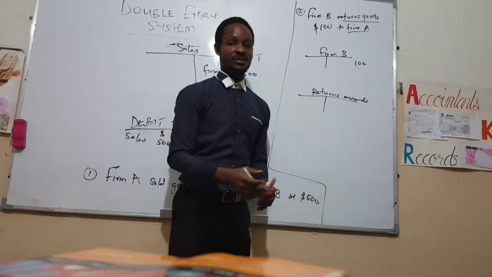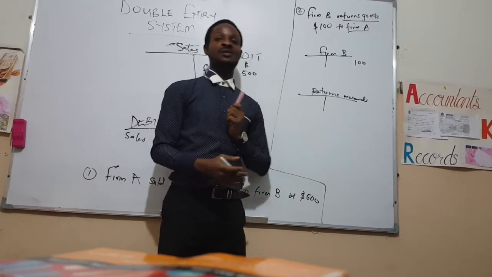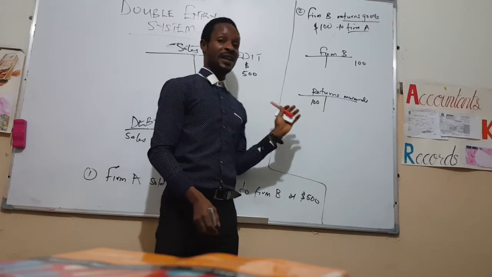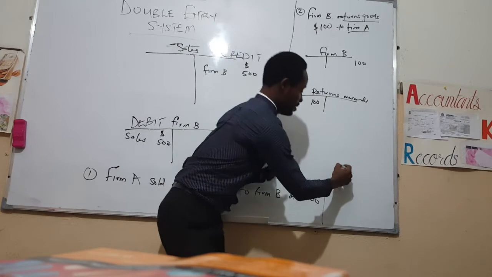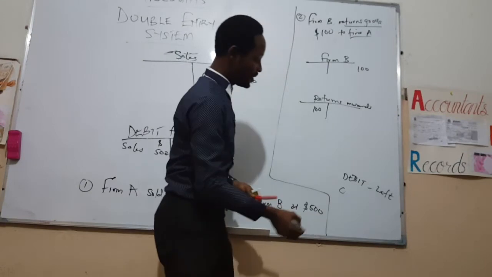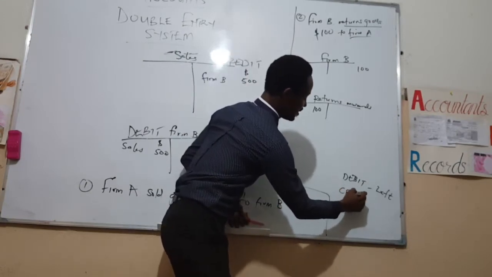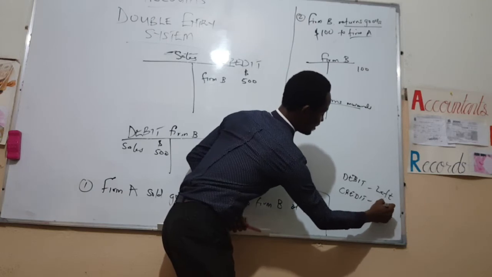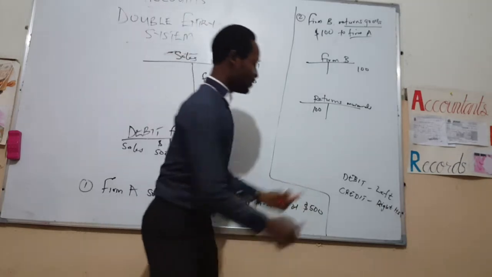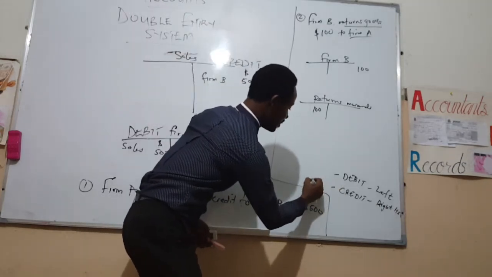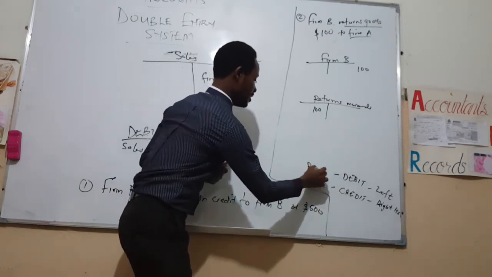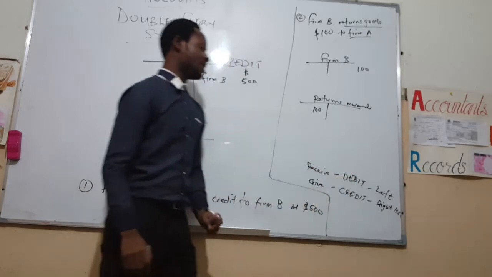Returns inward means the goods are coming into the business. So it is to be recorded in the debit side. Note again, debit side is the left side. Debit side is to mean left side, then credit side is right hand side. So the side that gives is the one in the credit side. The side that receives is recorded in the debit side.